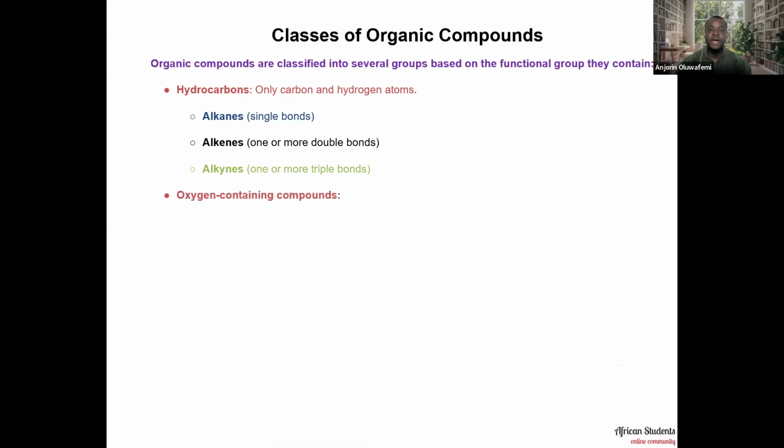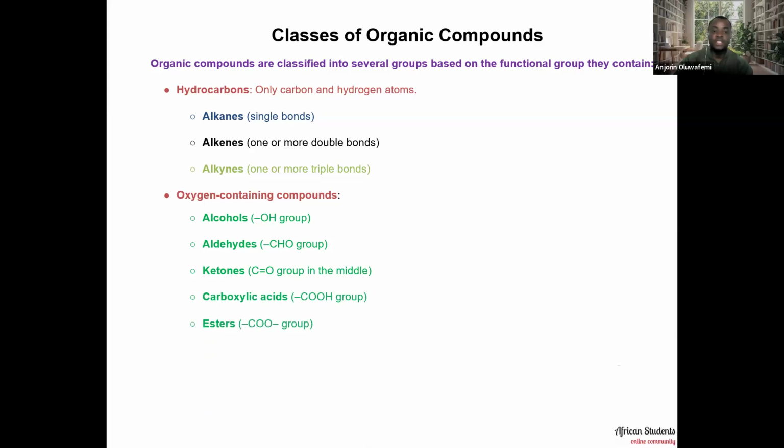Then we have other classes of organic compounds, the oxygen-containing compounds. Let's look at some of them. Alcohol, where we have the OH functional group, is an oxygen-containing compound and a class of organic compounds. Then we can have aldehydes, which have a CHO functional group, and ketones, which have the C double bond O functional group. Then we have carboxylic acids, which have a COOH functional group, and esters, which have the COO functional group.